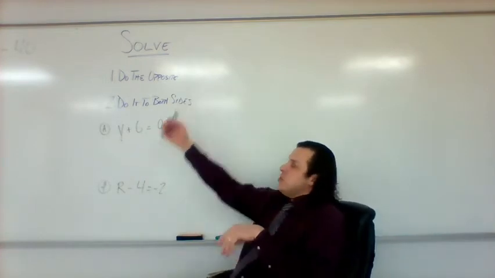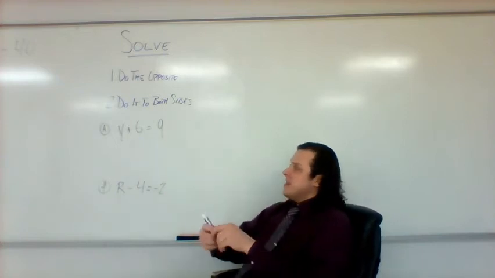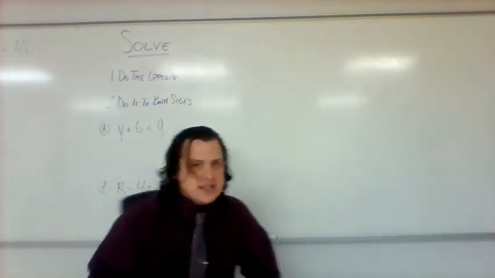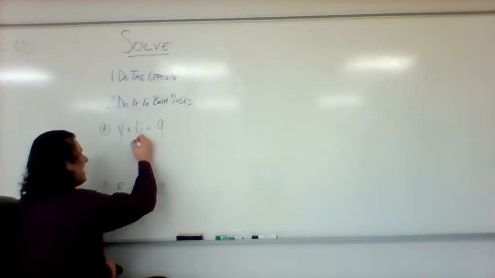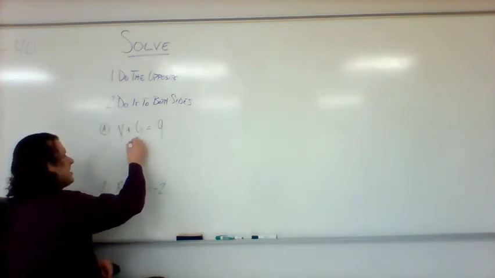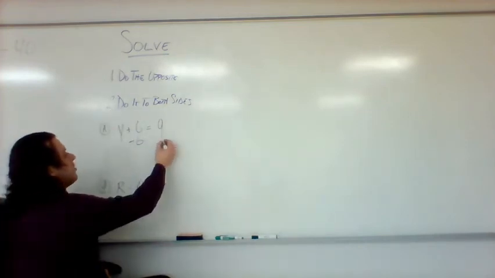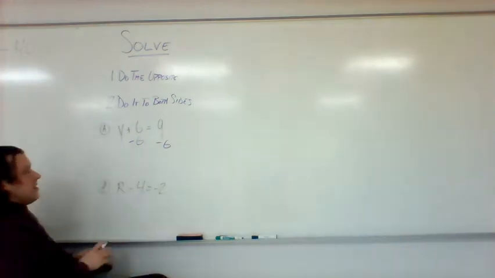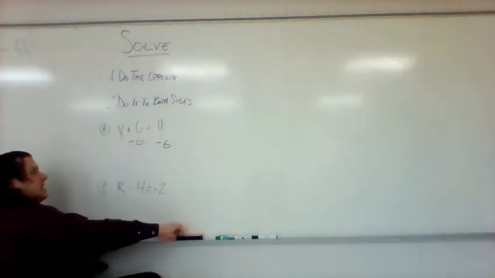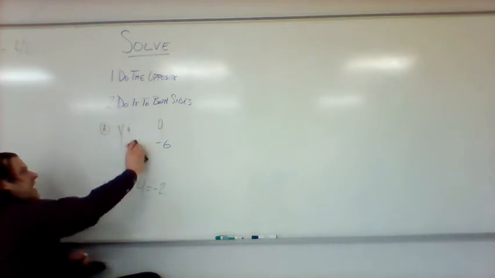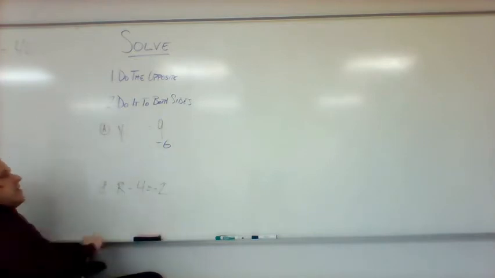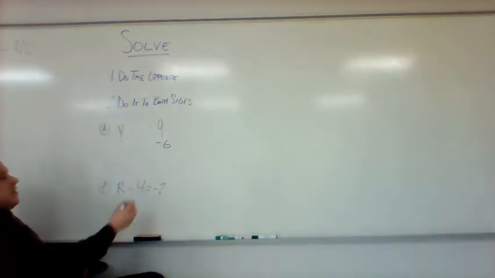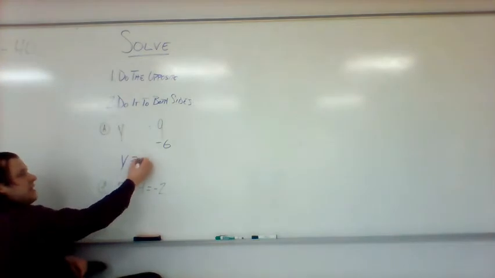So step 1 says do the opposite. The opposite of +6 is -6. And step 2 says do that to both sides. So 6 minus 6 cancels. And now we just have a 9 minus 6 over here, which is y equals 9 minus 6, which is 3.